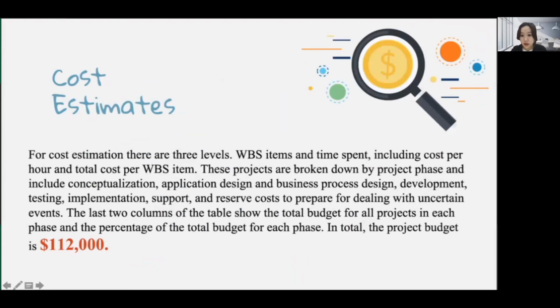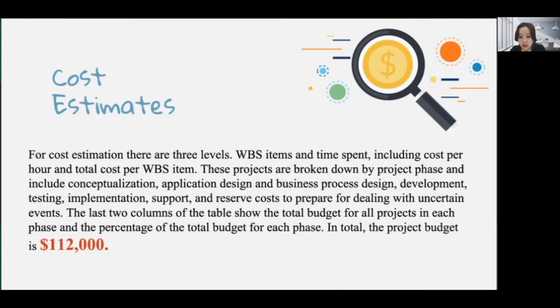Now we come to the cost part. For the cost estimation, there are three levels: WBS item and time span, including cost per hour and total cost per WBS item. These projects are broken down by project phase and include application design and business process design, development, testing, implementation, support, and reserve cost for preparing for uncertain events.